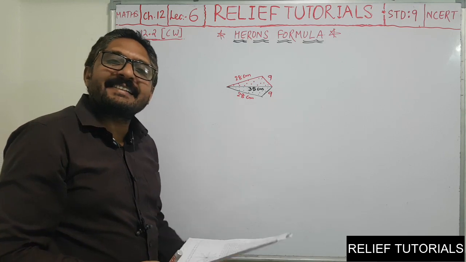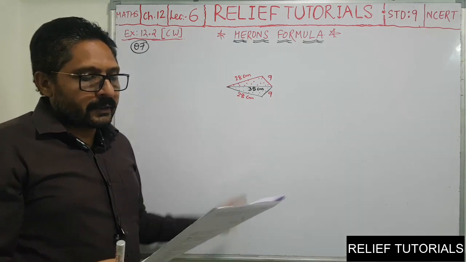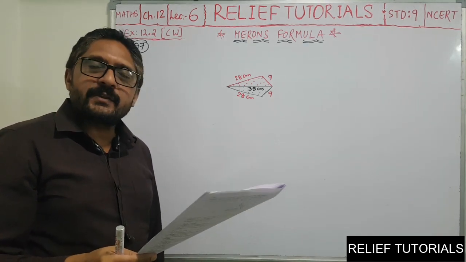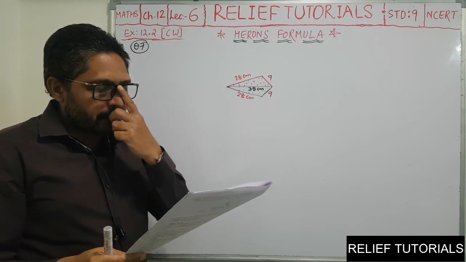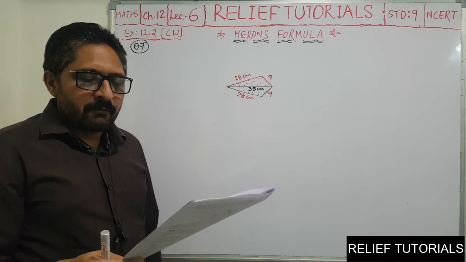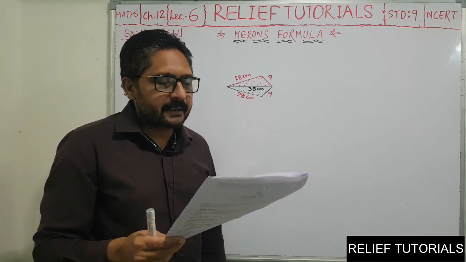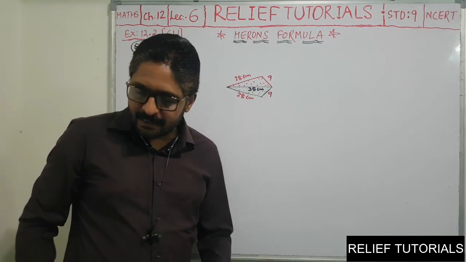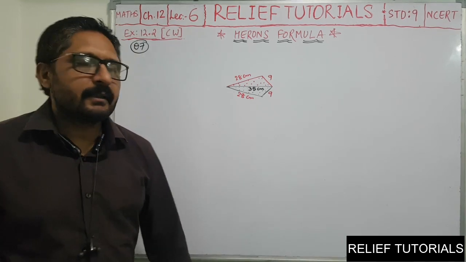So altogether there are 16 tiles. A floral design on a floor is made up of 16 tiles which are triangular in shape. The sides of each triangle are 9 cm, 28 cm and 35 cm. Find the cost of polishing the tiles at the rate of 50 paisa per centimeter square.